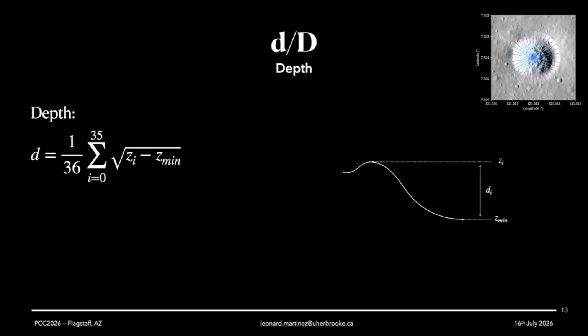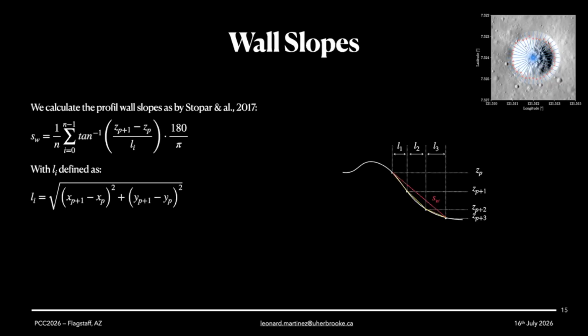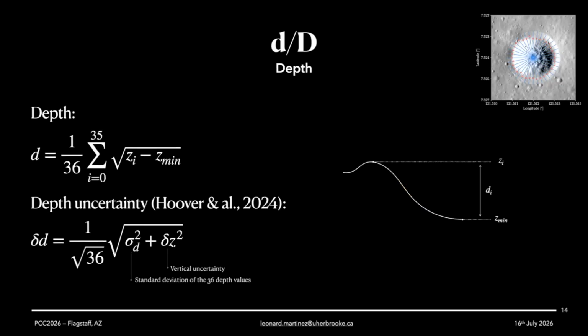Also for the depth, same thing. We took the mean of all the differences between the highest point of the profile and the lowest point of the profile, and it gives us the depth of the corresponding crater. We also use the Hoover et al. 2024 formula to calculate the uncertainty of the depths, and of course with the depth and diameter we calculated the D2D ratio and also the corresponding uncertainty.